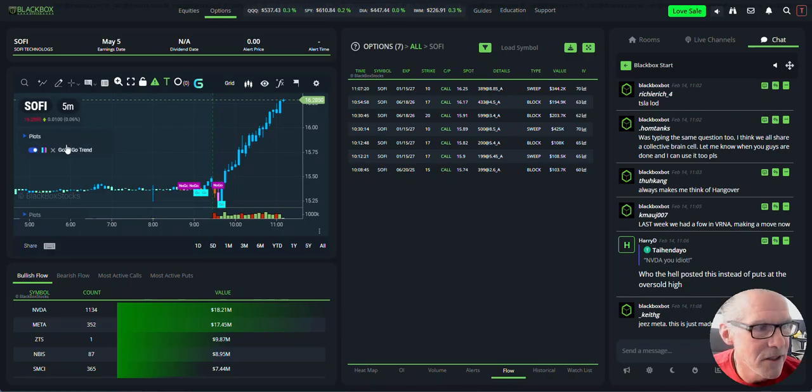Current price is, where is current price? 16 and change, and they're up there at 17, at 20. Here's an in the money. Here's an in the money. So let's keep an eye on SoFi. All right, we'll take a look at SoFi. Let's get over to some charts.